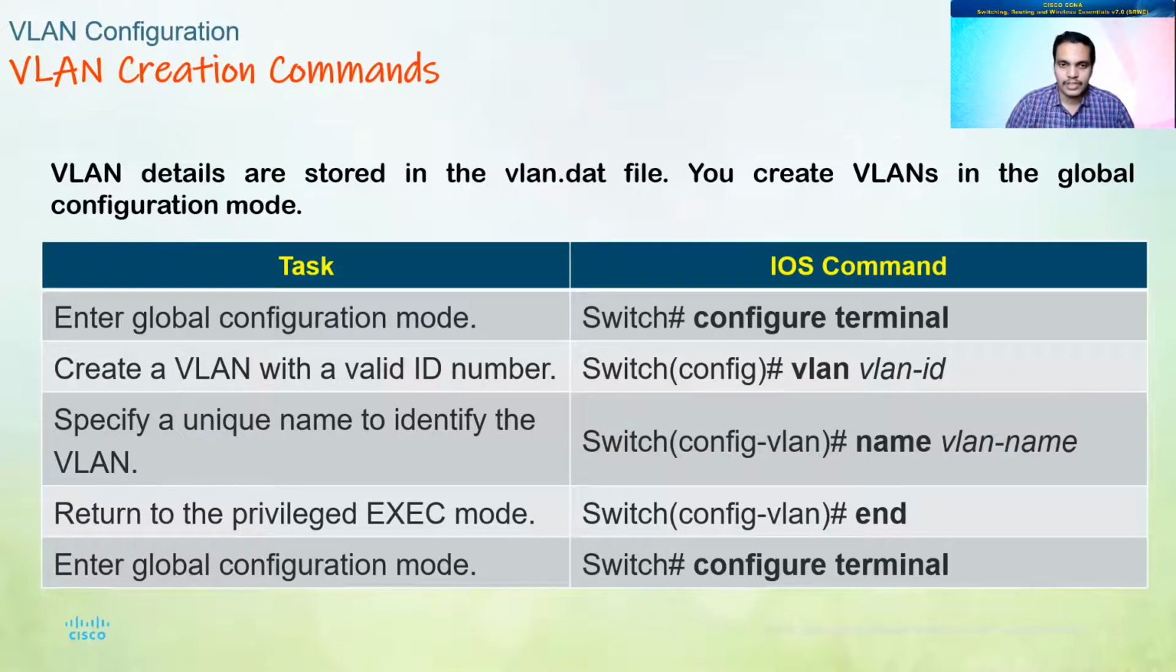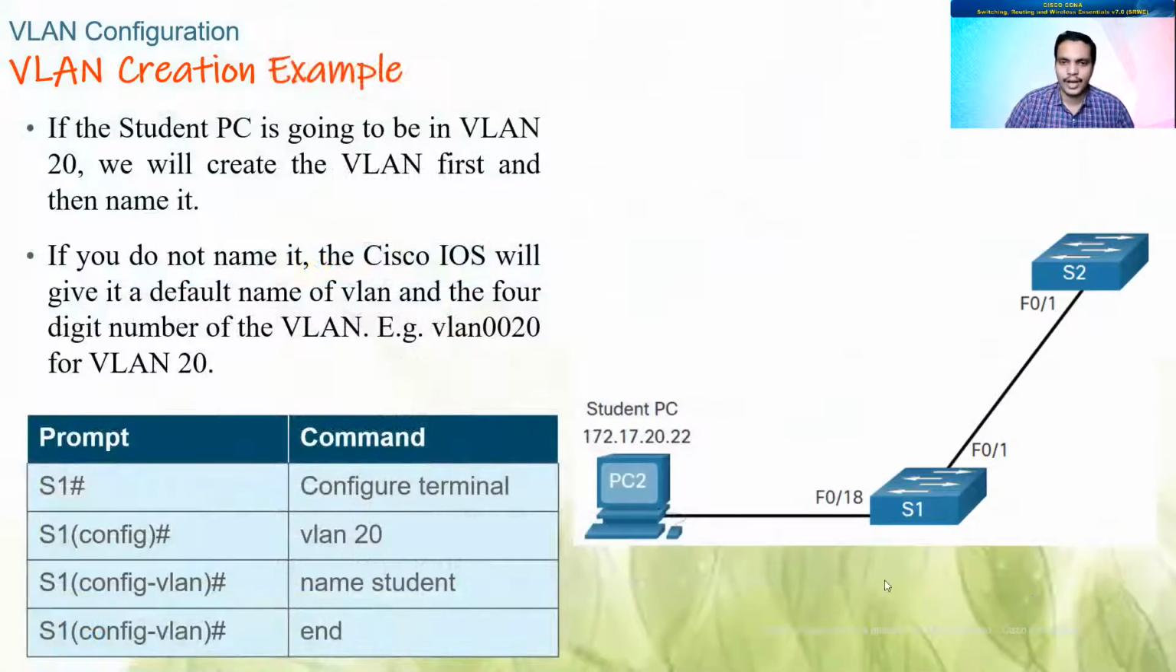As an example, check this out. If I want to create a VLAN in S1, I need to enter global configuration mode, and then type in vlan 20, which is the ID for the VLAN, and then specify a name for it. I type in name student and then end. If you do not name it, the Cisco IOS will give it a default name of VLAN. Generally, it will give VLAN0020 for VLAN 20 if you do not specify a name for it.